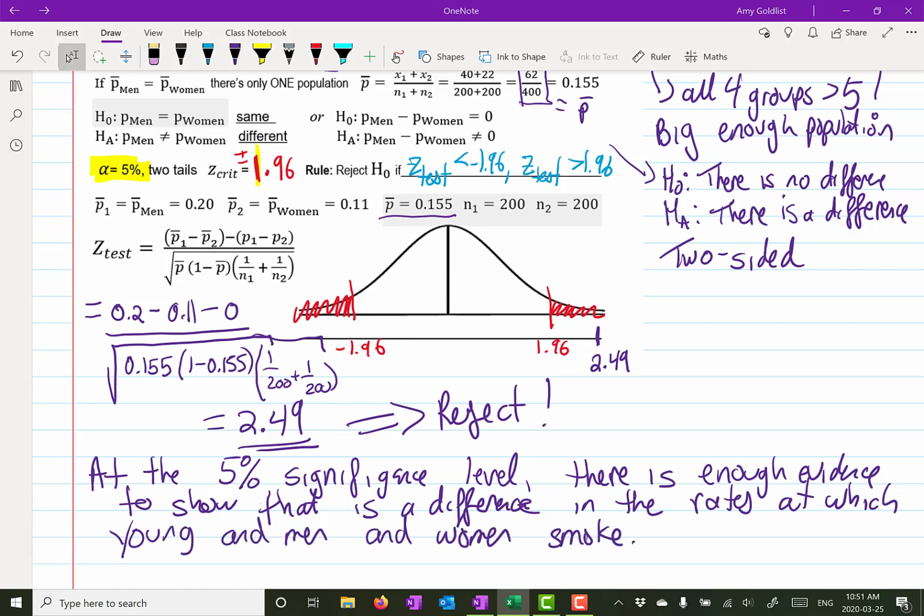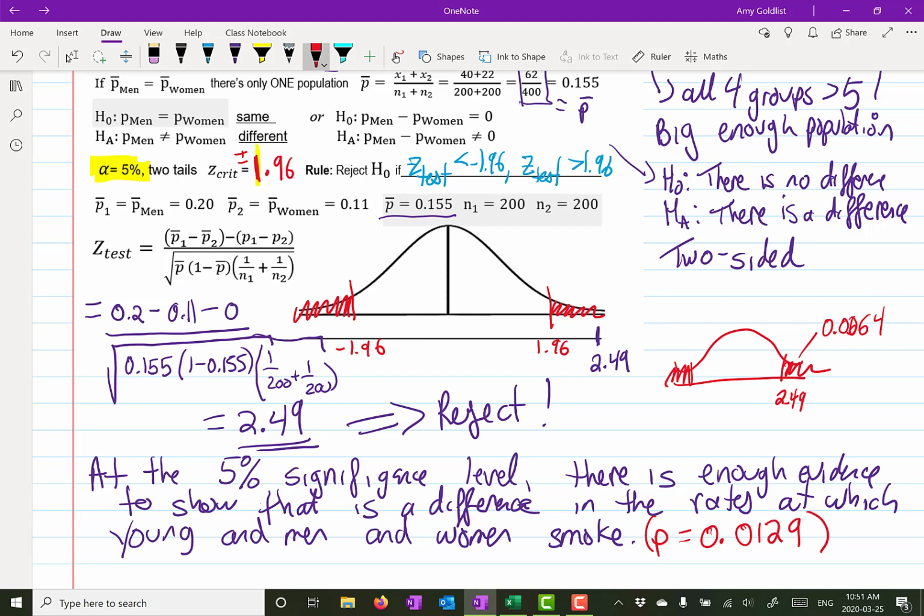Now what I'm going to do is find that p-value. If I draw over here, we can see that the area to the right of 2.49 is 0.0064. And because it's a two-sided test, I'm going to add that in again, which means I get a p-value of 1.2%. Let me get this correct, 0.0129 when we actually run it through a computer and round it properly. That's what our p-value is.